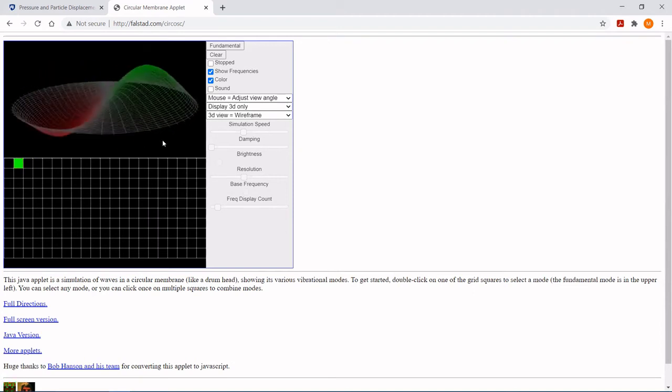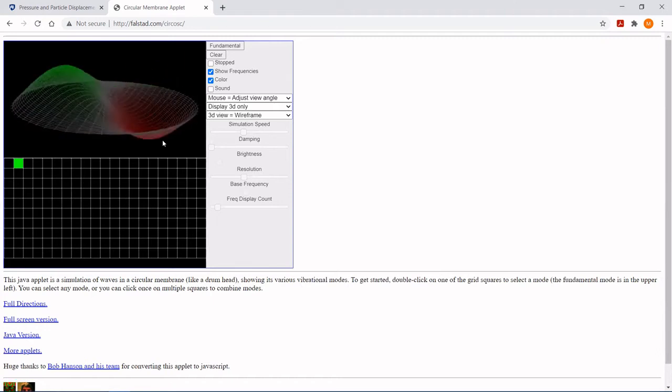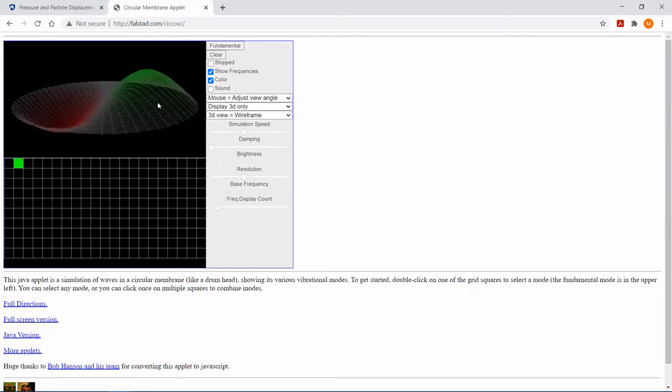Cool. Instead of one antinode, which you saw in the first mode, we've got two antinodes. And these would be displacement antinodes if we're actually talking about up and down oscillations of a drum head, for instance. You could think of this as the head of a drum. What about one of these higher order modes?